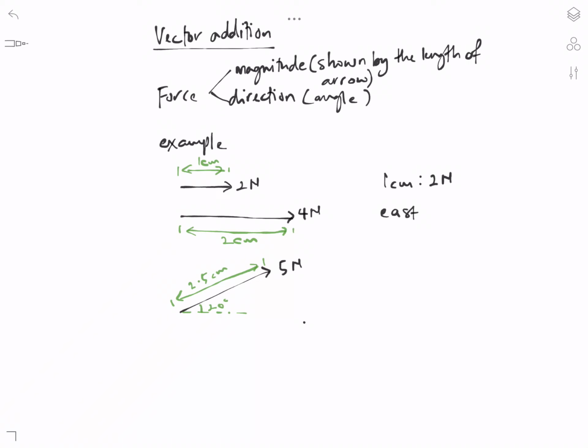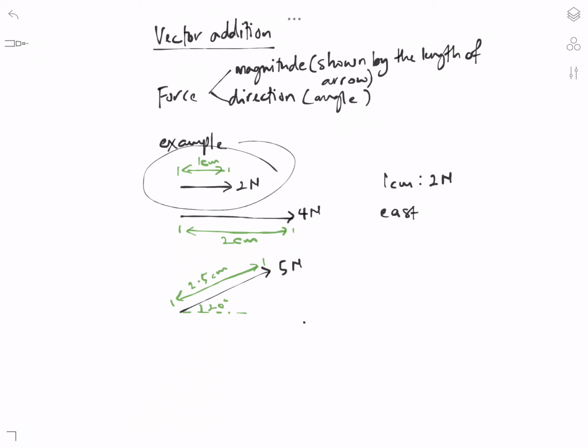What is force? Force, as we know, has magnitude and direction. Magnitude is shown by the length of the arrow, and direction is the angle of the force from the horizontal or from the vertical line. And then look at the example here.